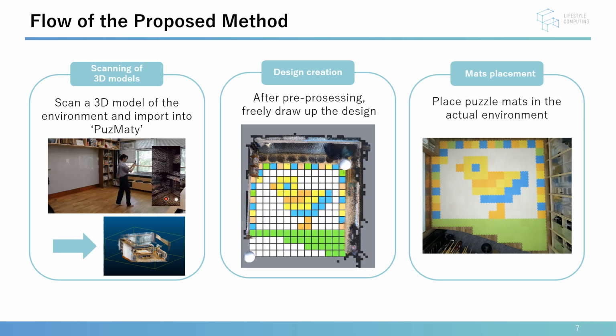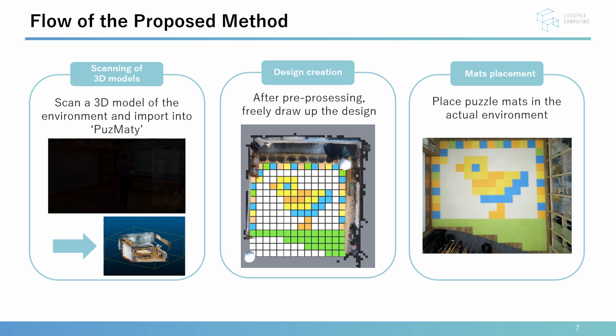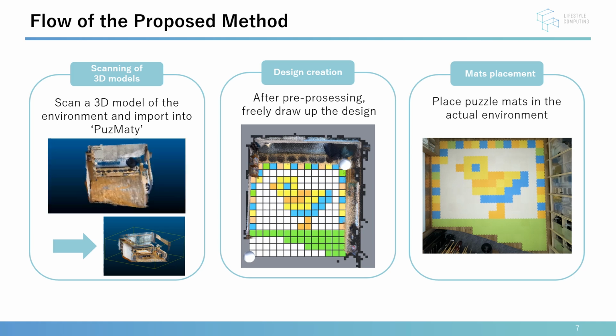This is the flow of the proposed method. The proposed method is divided into 3 steps. First, the user scans a 3D model of the environment where they want to place the mat. Next, the model is imported into a system implemented in Unity, where the user can freely design by adjusting the sizes and colors of the mats. Finally, based on the created design, the user places the mats in the actual environment.